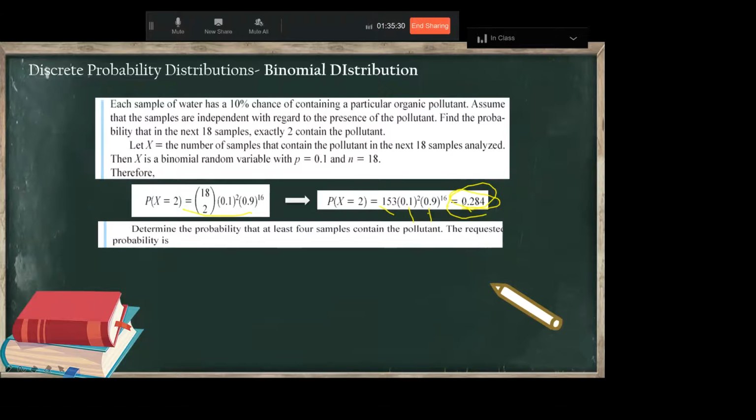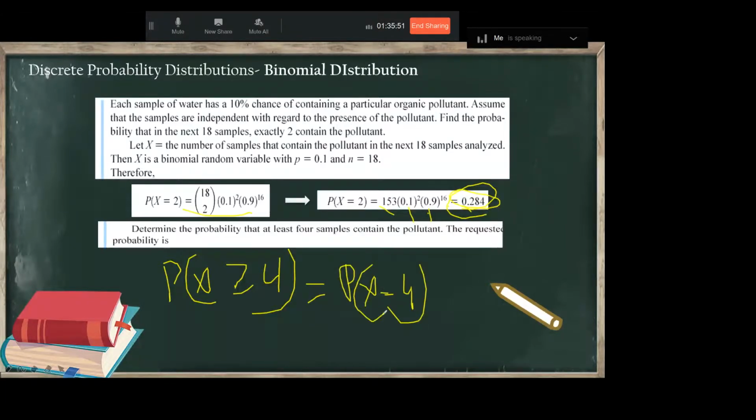Similarly, take another example. Determine the probability that at least 4 samples contain the pollutant. Now, what do you want? Here, he's asking at least 4. So probability of X is greater than or equal to 4. Now you have two options. It can be probability of X equal to 4 plus probability of X equal to 5 plus so on, up to probability of X equal to 18, because you have total 18. Now that's gonna be too lengthy for you. So what can you do? You can cut it short.